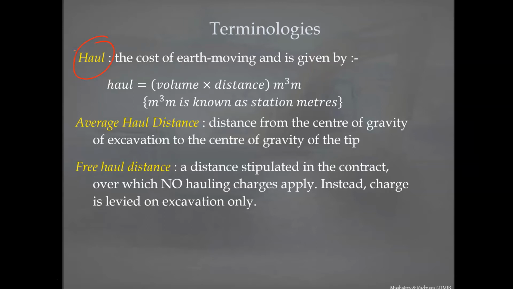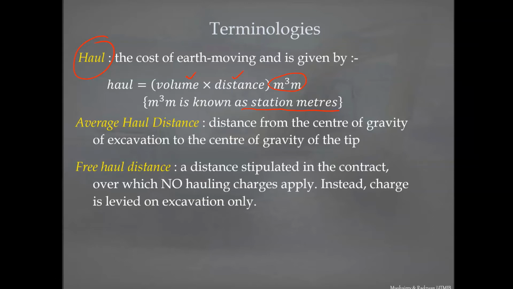Okay, haul meaning carry or transport. So it's basically the cost of earth moving, and it's given by a very simple formula of volume times distance. Volume is meter cube, distance is meter. So the unit is meter cube meter, and sometimes termed as station meters. So station meter simply refers to meter cube meter.